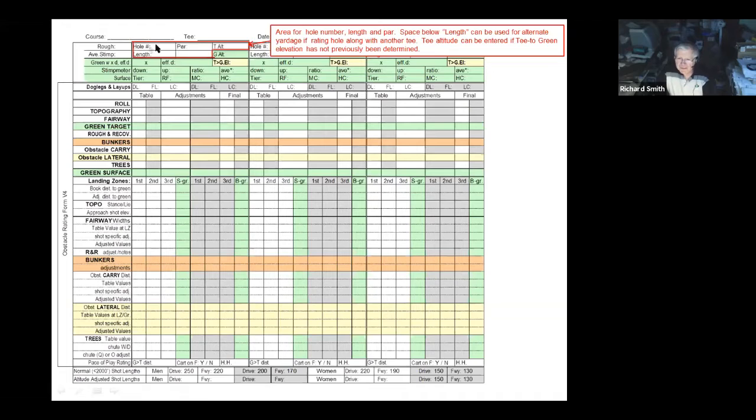Okay, so this was the area for the hole number, the par, the length of the hole, and if you're having to rate the tee to green elevation, you'd put the tee altitude here from your altimeter, assuming you're using one.